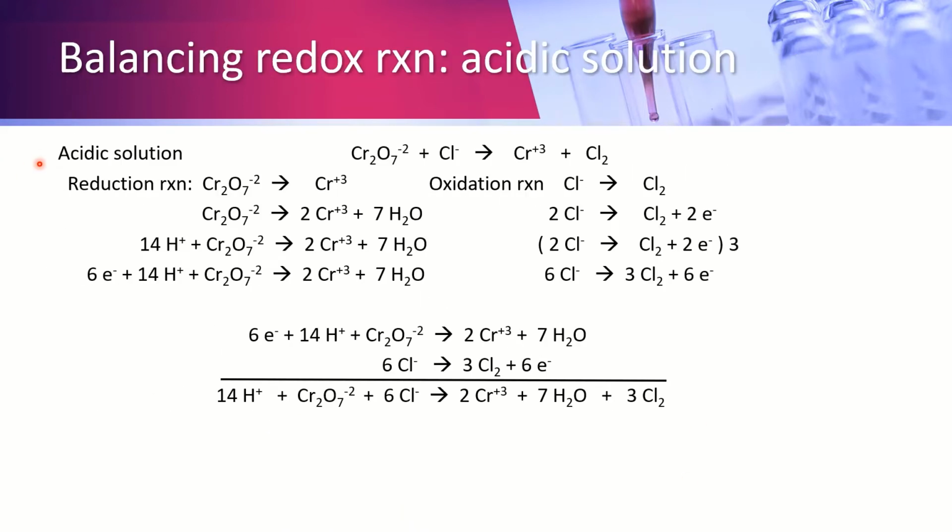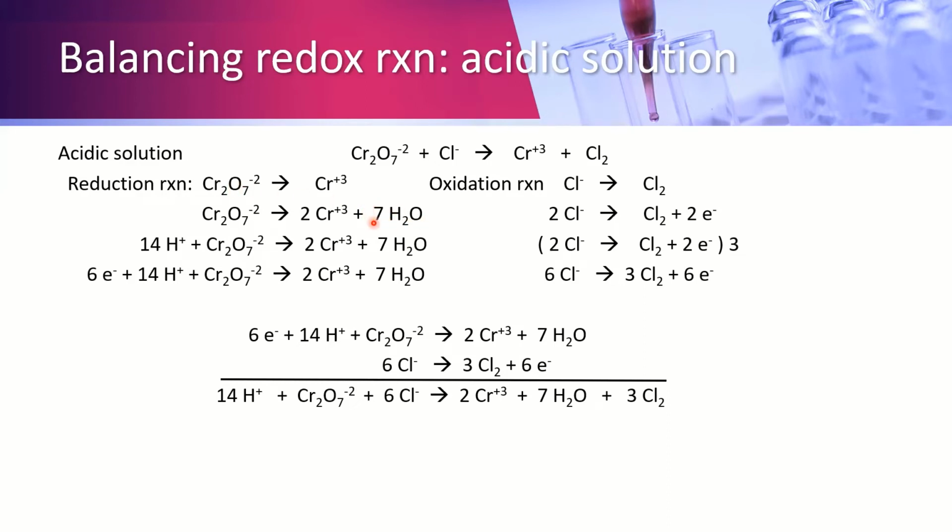Another simple redox reaction in acidic solution. Dichromate ion plus chloride ion to produce Cr+3 plus chlorine gas. The reduction reaction is dichromate ion to produce Cr+3. So first you have to balance the metal, chromium. There are 2 chromium here, so you have to add 2 here. So this is balanced already. But if you notice, you need to balance oxygen, so you add water. How many? Oxygen is 7, so you add coefficient 7 before water.